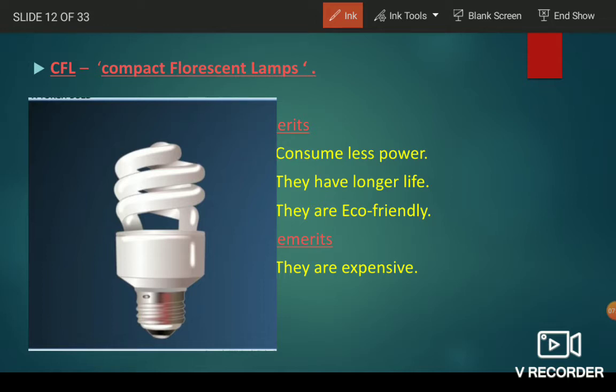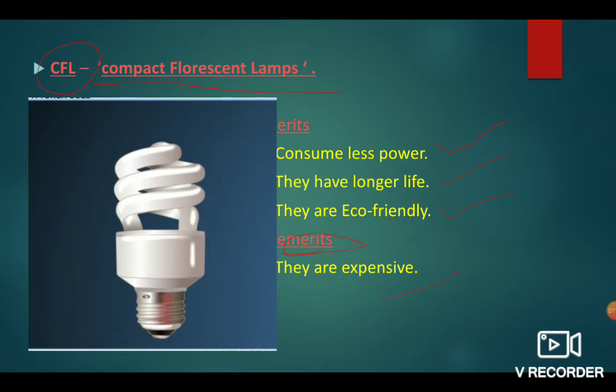In addition to LEDs, CFL is also being used as a source of light, and CFL stands for compact fluorescent lamp. And why is it being preferred? Because it consumes less power, it has longer life, and it is eco-friendly. And yes, one demerit is also there, that it is very expensive.